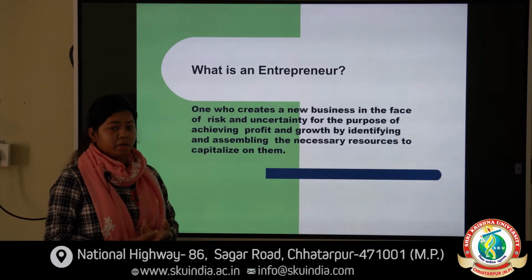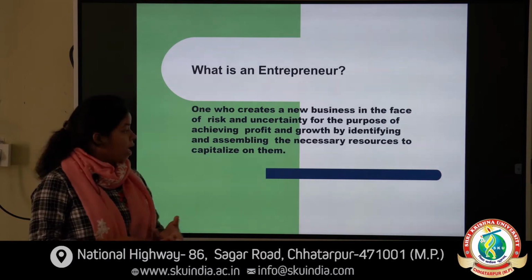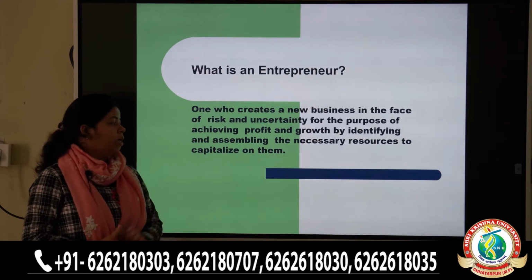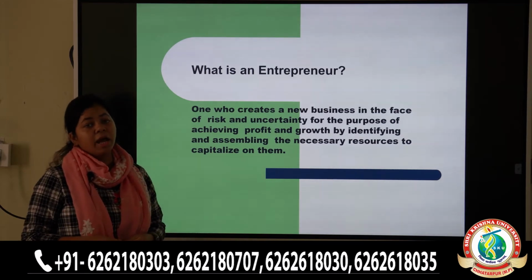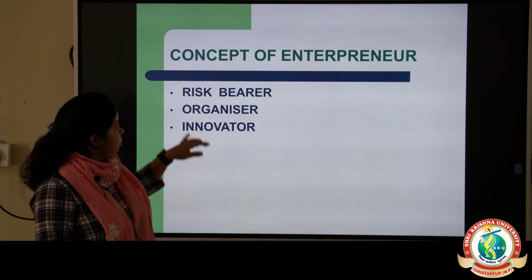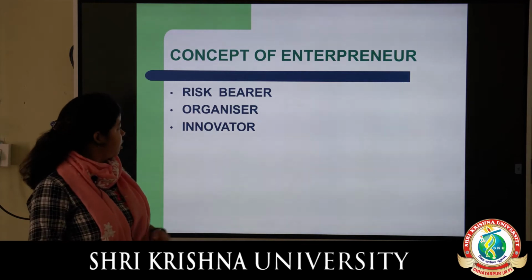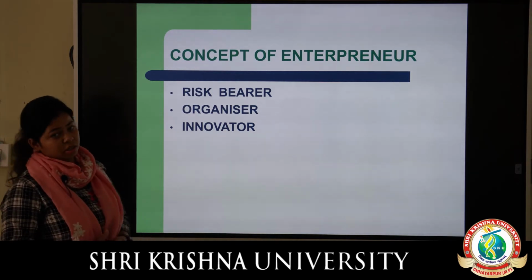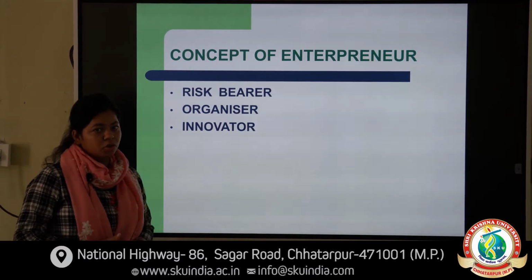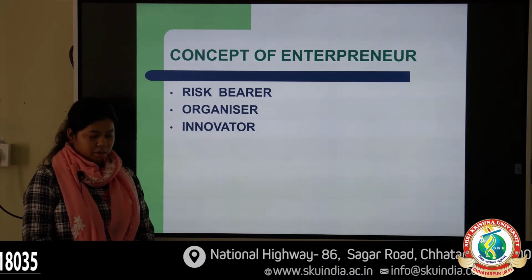He used to take the risk, he used to create new businesses, and he used to take risk and uncertainty. After that, he takes the necessary resources, and by them it used to be capitalized. So some of the concepts of an entrepreneur, like I have said: first of all, he is a risk bearer, organizer, and innovator. So let's go deeper into what a risk bearer is.